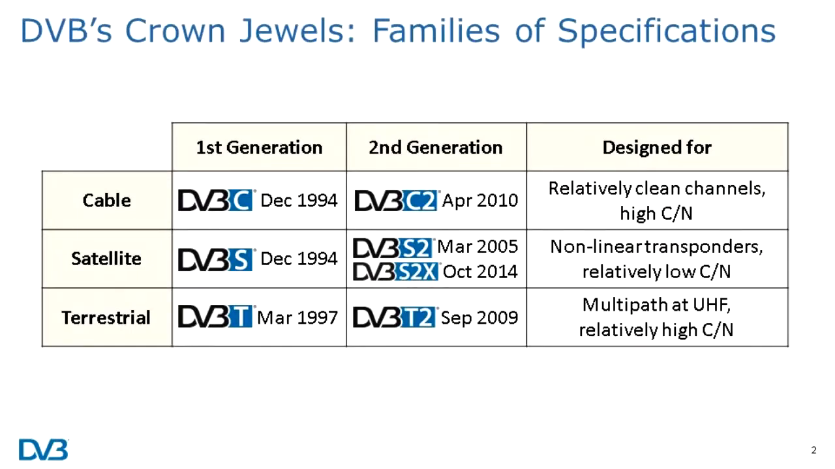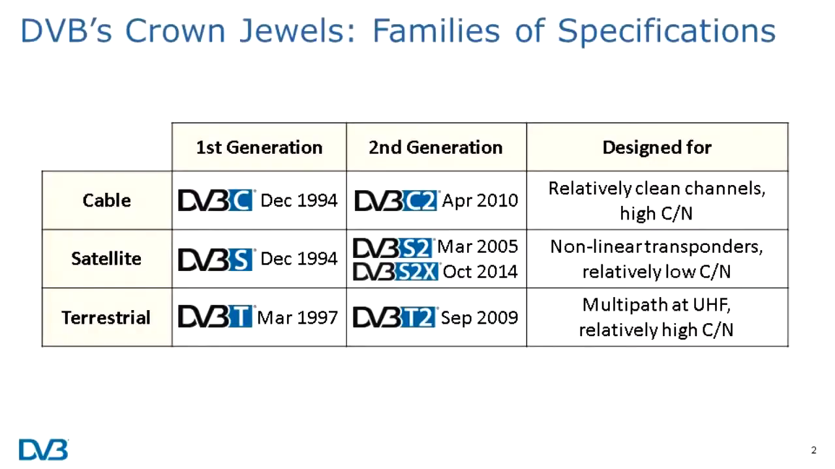Okay, a little bit about DVB first. These specifications are probably the most widely known ones to people. DVB-C and C2 for cable, S, S2 and S2X for satellite, and T and T2. These are all the modulation and channel coding standards, and these are sometimes called the crown jewels of the DVB, because I guess they are the ones that are probably most forward-facing, most familiar to most people.